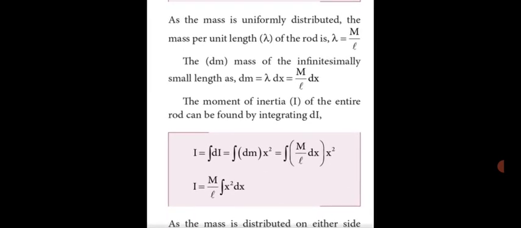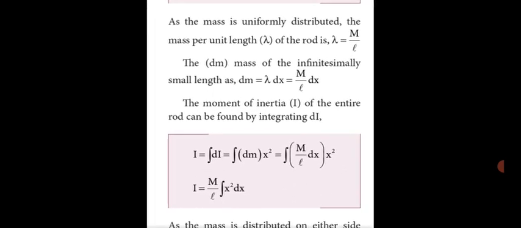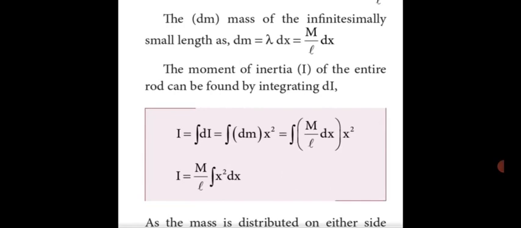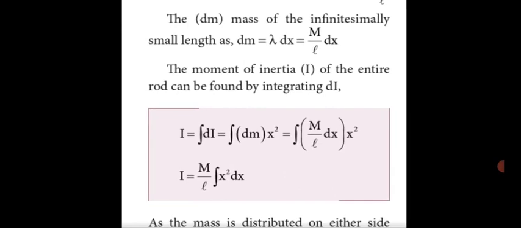dm is the mass of an infinitesimally small length, taken as dx. So dm is equal to lambda dx. Substituting the value of lambda, which is capital M by L, we get dm equal to M by L into dx. The moment of inertia of the entire rod can be found by integrating dI.